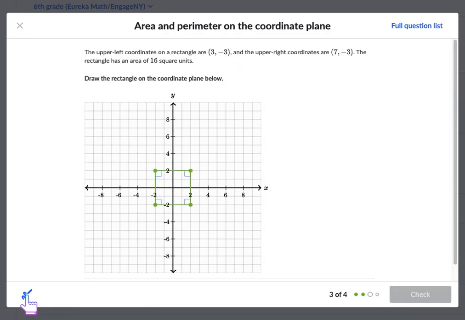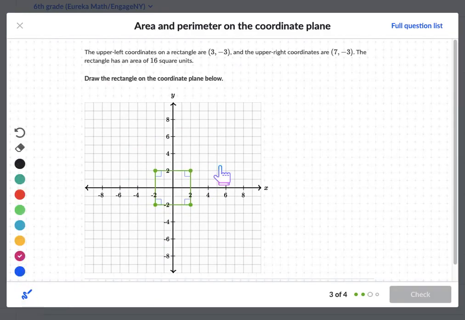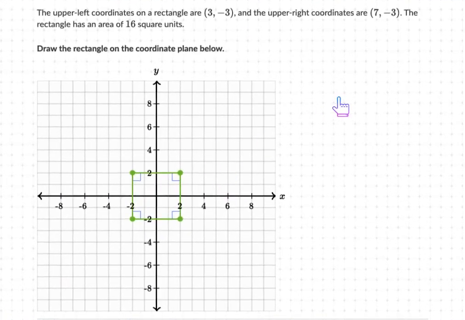The other type of problem will have you thinking about area and perimeter. So in this example, they said the upper left coordinates on a rectangle are at the point 3, -3, and the upper right coordinates are at the point 7, -3. The rectangle has an area of 16 square units. Draw the rectangle on the coordinate plane below. They gave you an example to start off with, but you can definitely move these points. Go ahead and pause the video and try this on your own first.